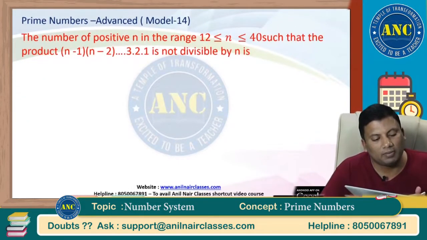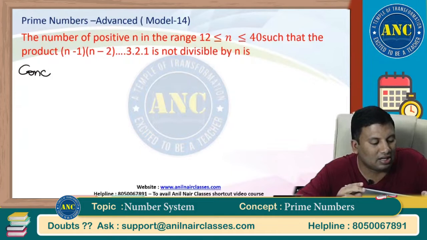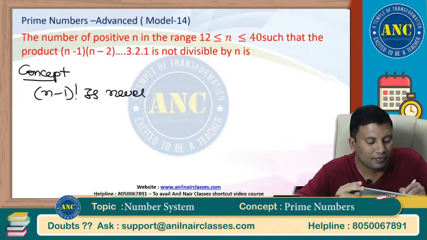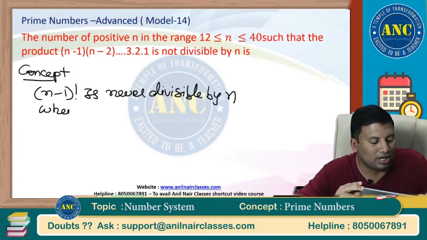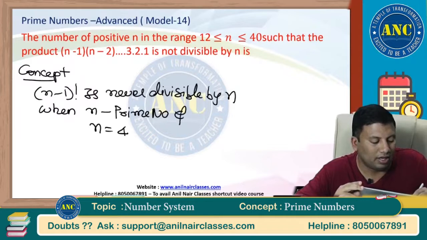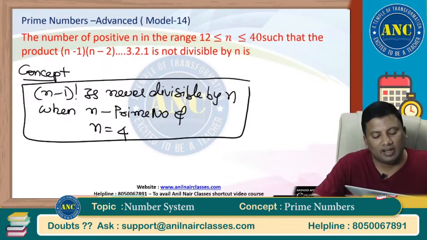Next one: the number of positive integers such that n minus 1 factorial is not divisible by n. This is another very conceptual question, sir. N minus 1 factorial is never divisible by n in 2 cases: when n is a prime number, and when n equivalent to 4.